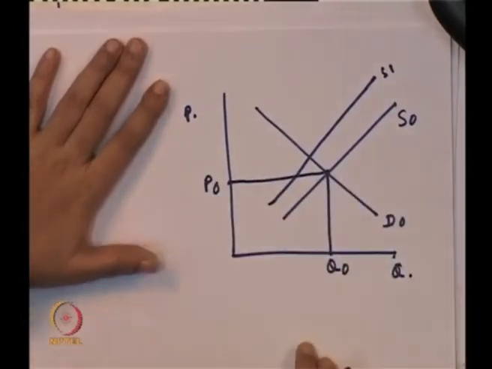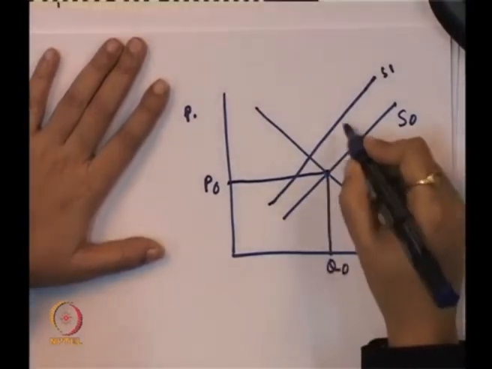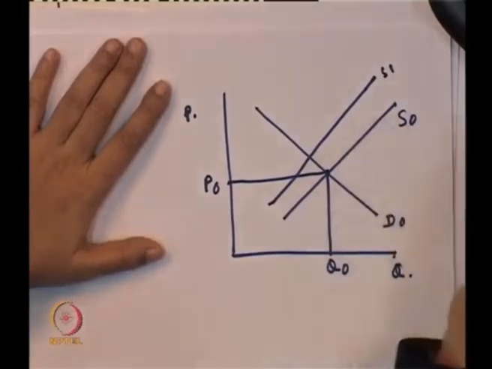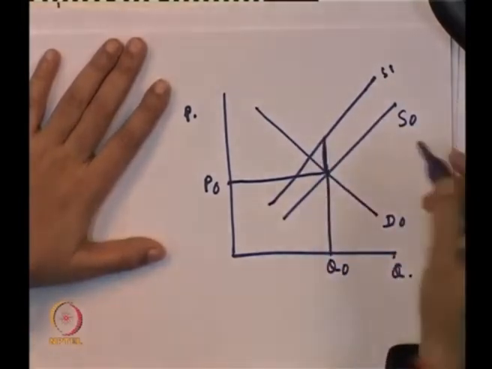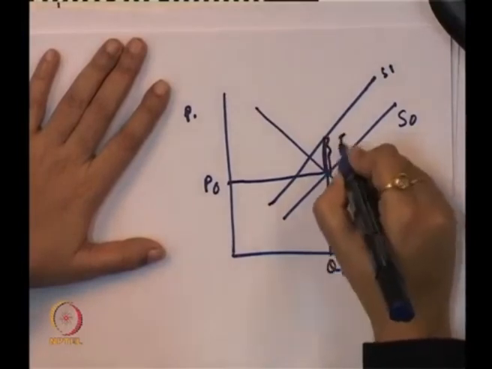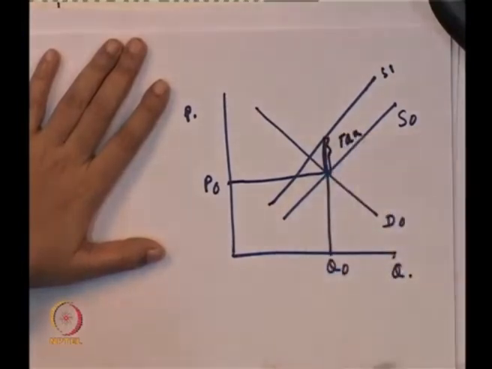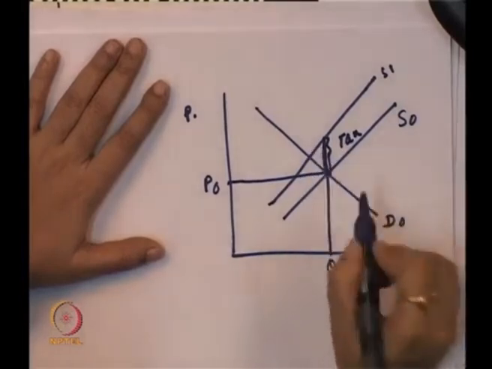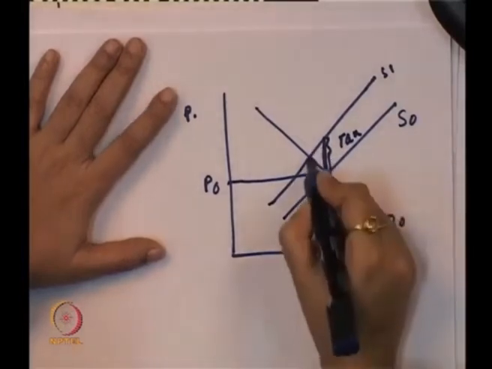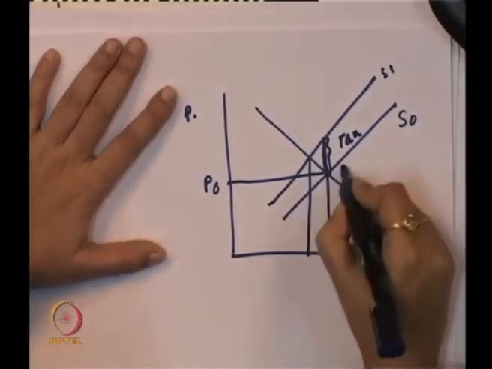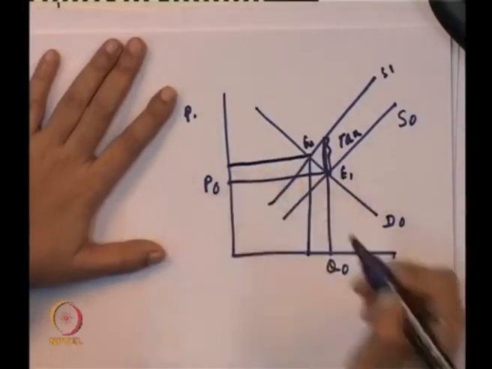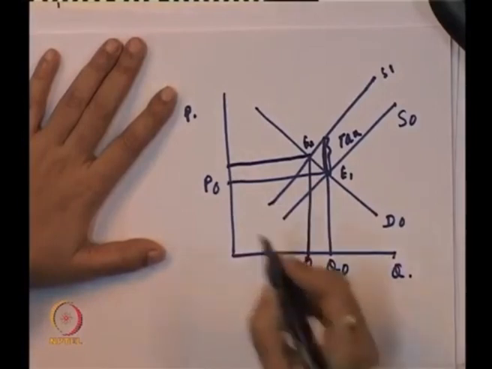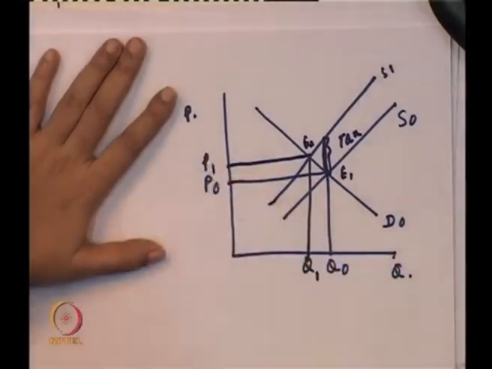Now, there is imposition of tax, and that leads to a change in the supply from S0 to S1, and here we are representing the amount of tax through the change in the supply. So, this is the total amount of tax being imposed. When the supply moved from S0 to S1, the equilibrium point changed from E1 to E2. In this case also the price and quantity change, quantity is Q1 and price is P1.